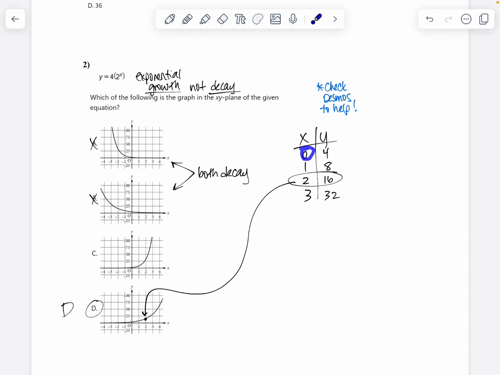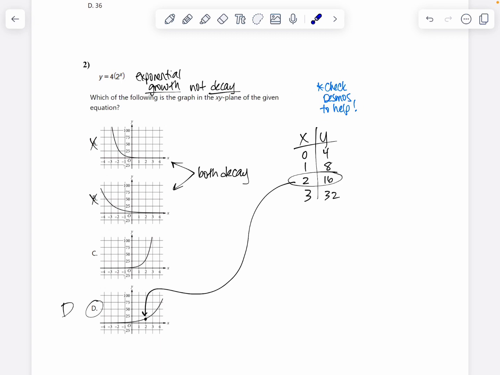When you plug in 0 for x, that makes the 2 go away because anything to the 0 power is 1. And then you multiply by 4 and you get 4. You could plug in 1 here. I made a t-chart, and you can check my numbers here. And I'm trying to decide which of the following, try and find one of the ordered pairs on the graph. Another option you could do is you could check Desmos. Remember when you're given y equals, it's really quick to just check what Desmos would show.